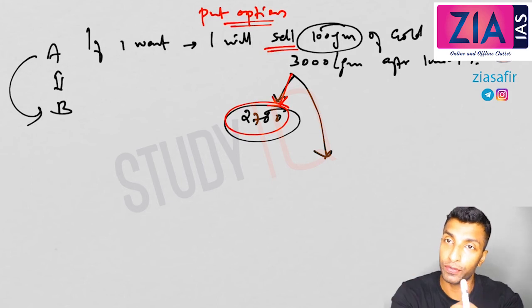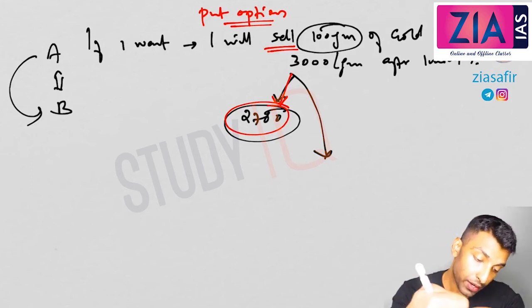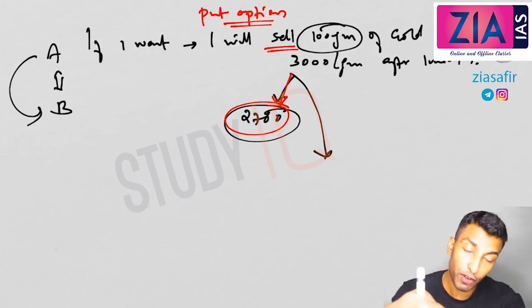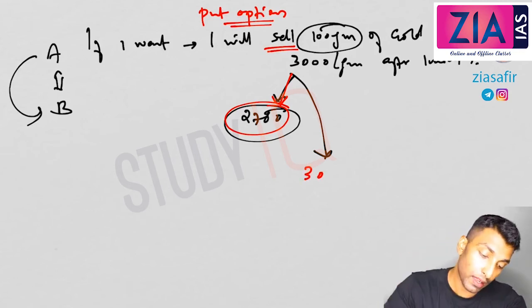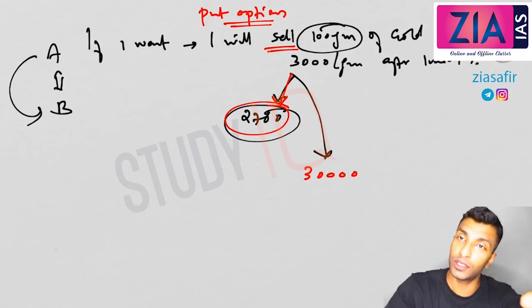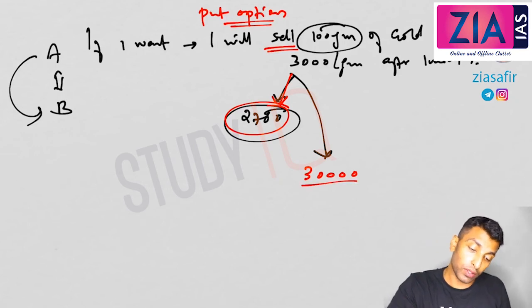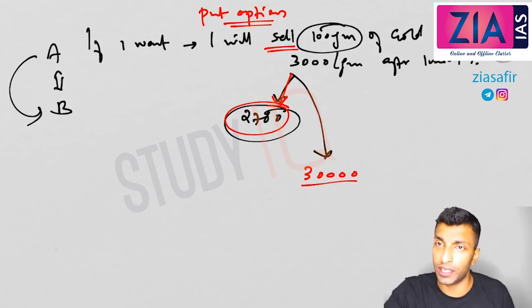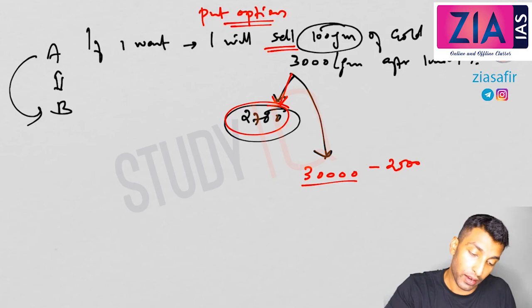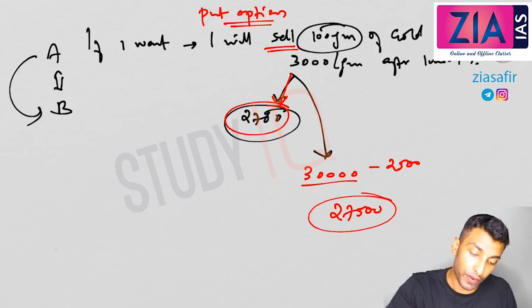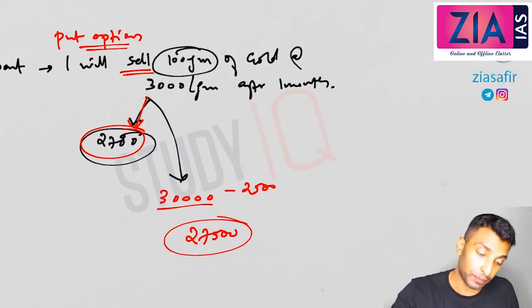So you are making a profit of 300, and 100 gram is there, so you are making a profit of 30,000, right? So 30,000, and you need to subtract that commission or the premium that you have paid, 2,500. Then this is your profit. 27,500 is your ultimate profit.